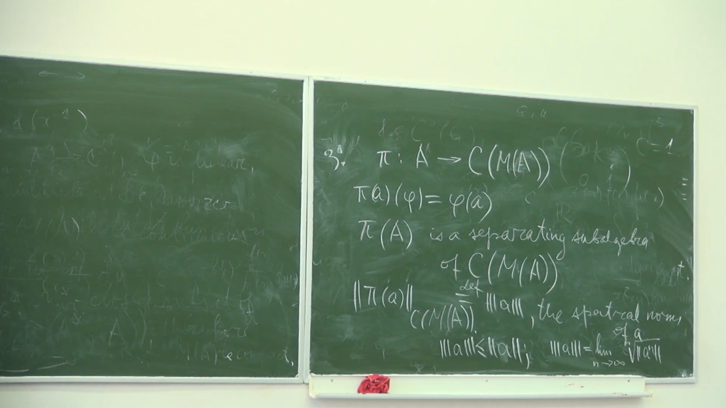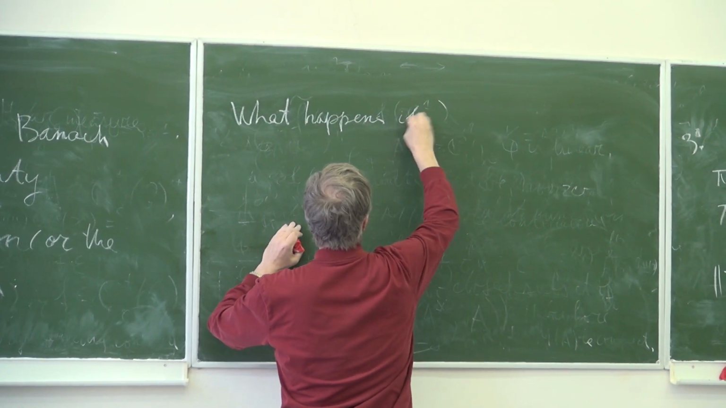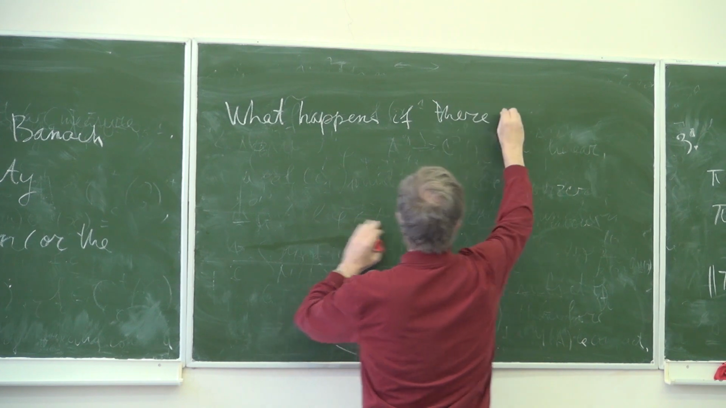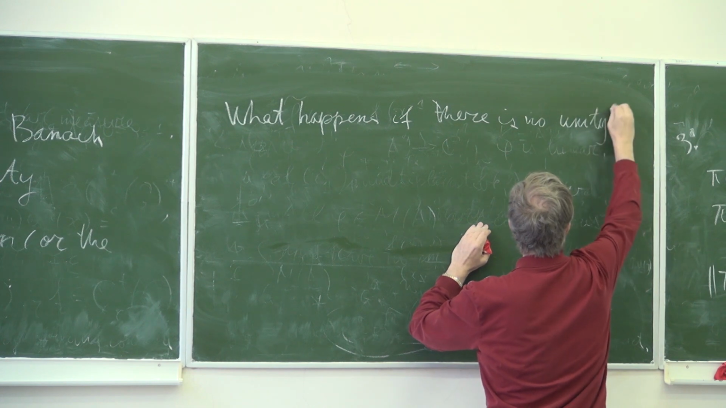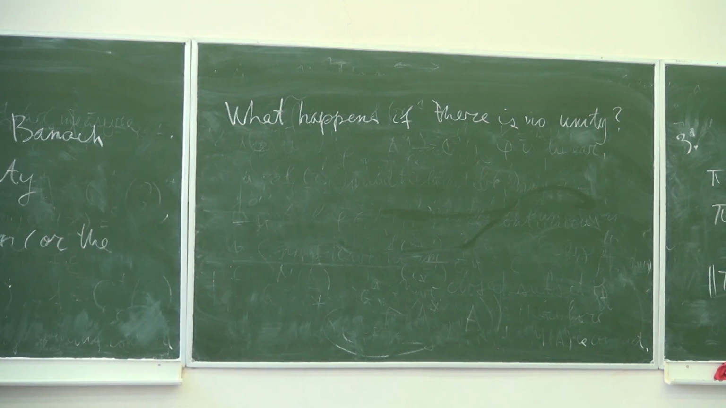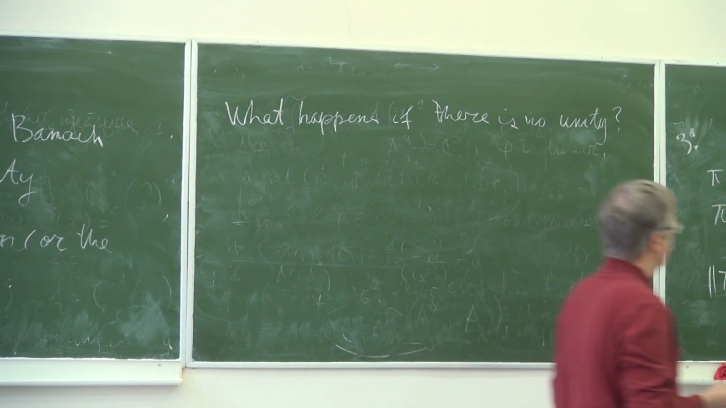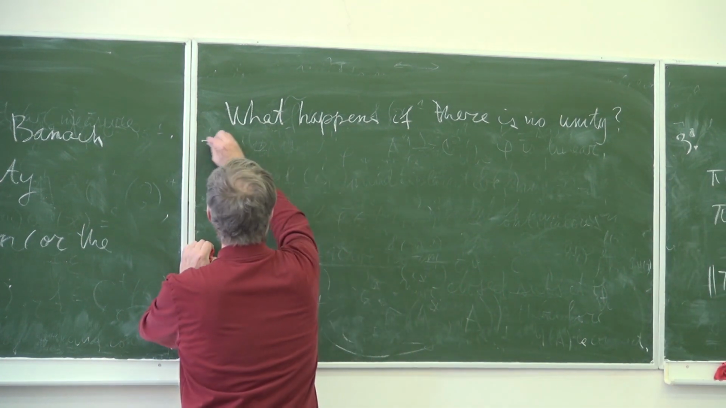Now, what happens if there is no unity? Then something similar occurs, but with the only difference that this time the spectrum will be locally compact rather than compact. And this can be done in the following way.